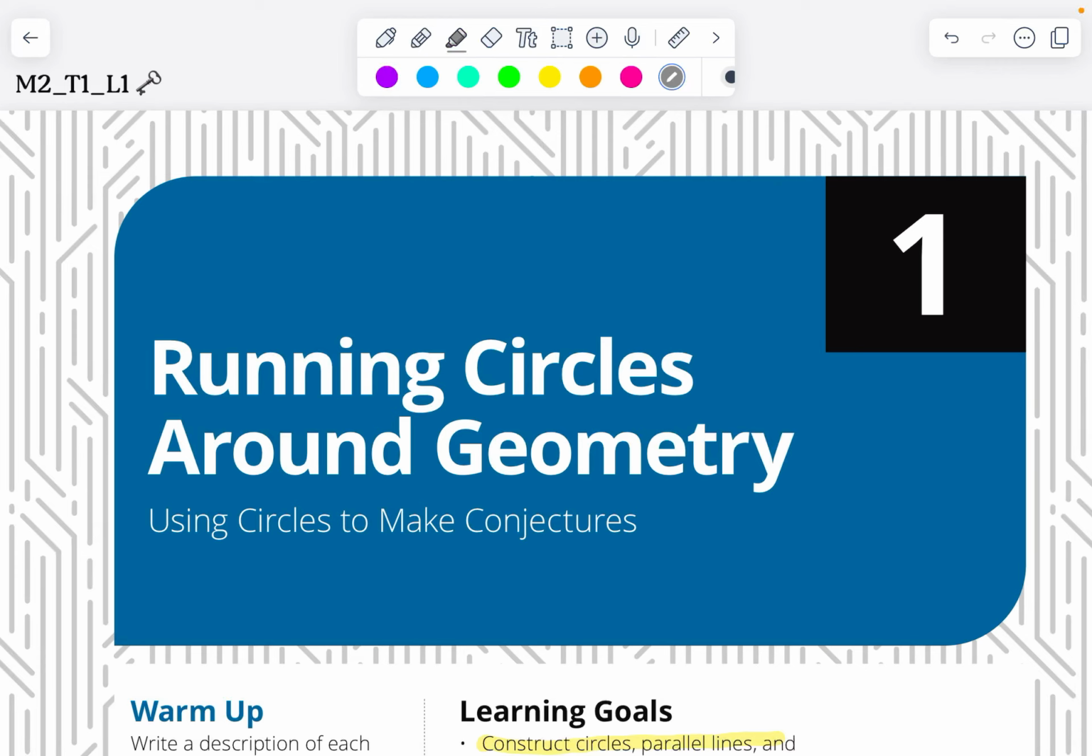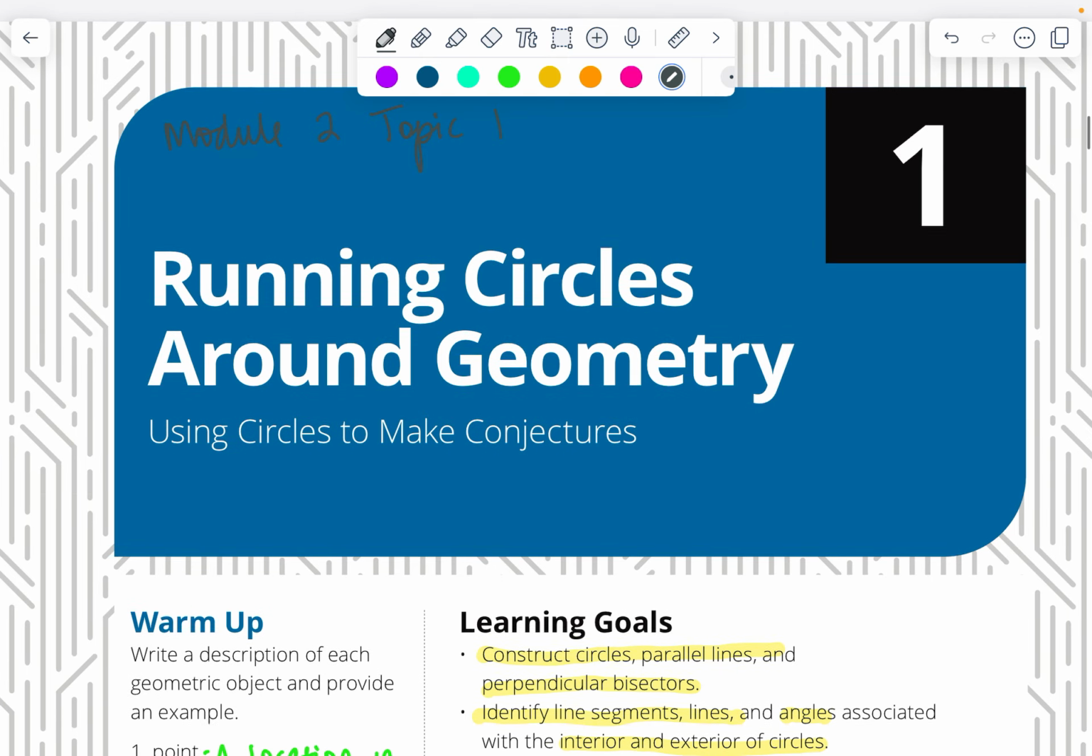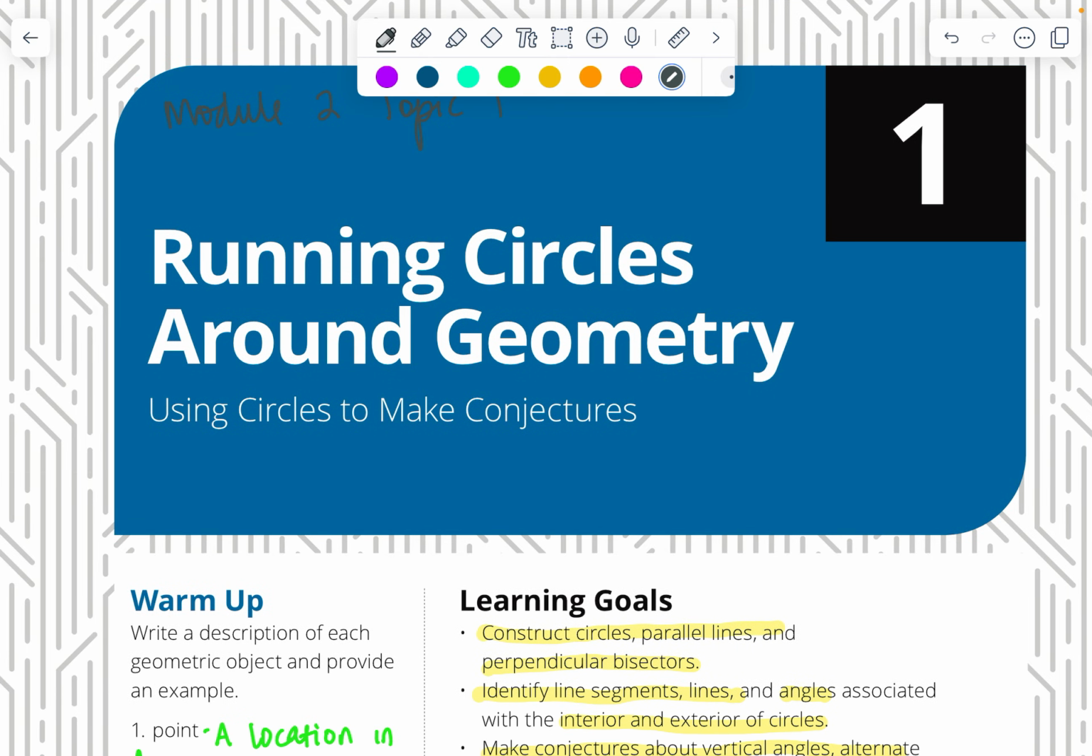This is Module 2, Topic 1, and we're in Lesson 1, Running Circles Around Geometry. So we're going to be using circles to make conjectures.